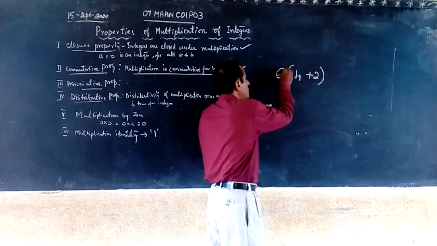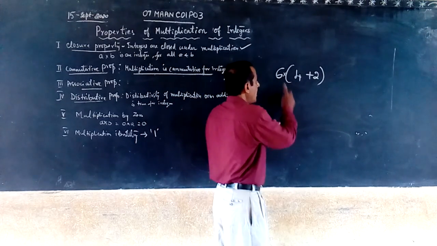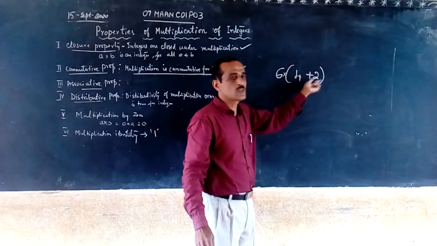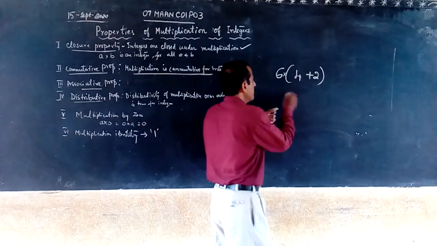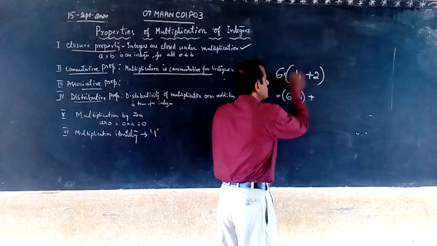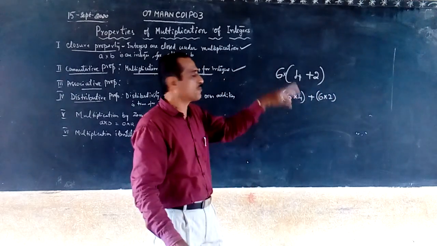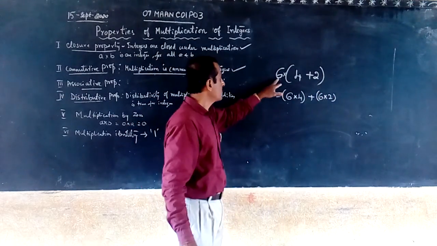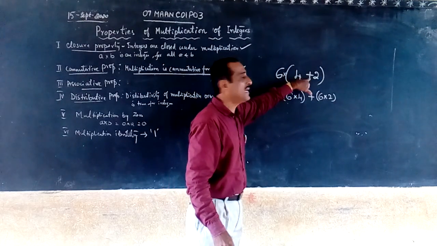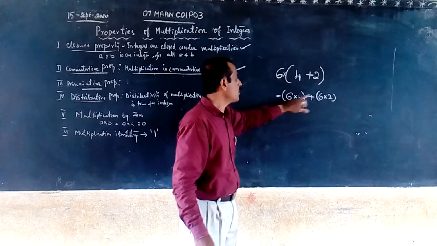See here, 6 into 4 plus 2 always means 6 into 4 plus 6 into 2. The meaning is like this: 4 plus 2 is inside the bracket, and here the meaning is 6 into 4 plus 6 into 2. If you take any two algebraic terms, it also comes like this, isn't it? So this is multiplication over addition. Here 6 into 4 plus 2 means 6 into 4 plus 6 into 2.